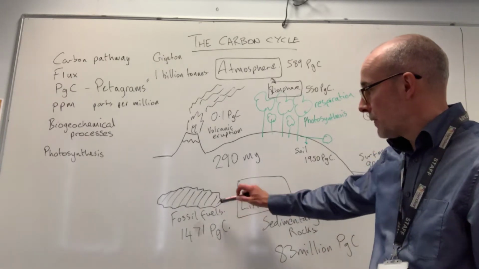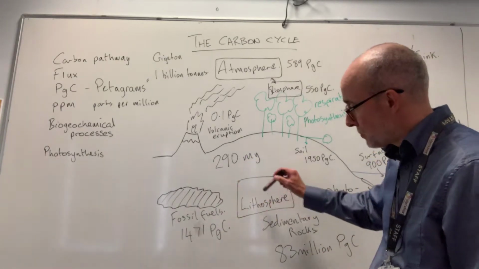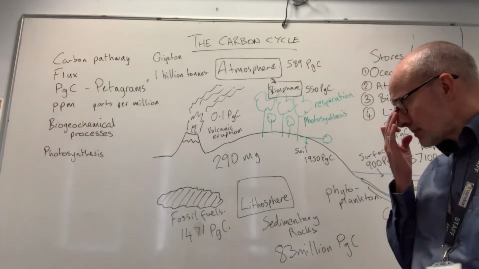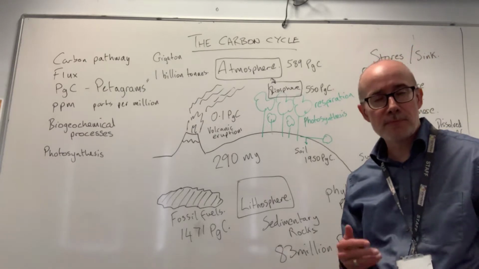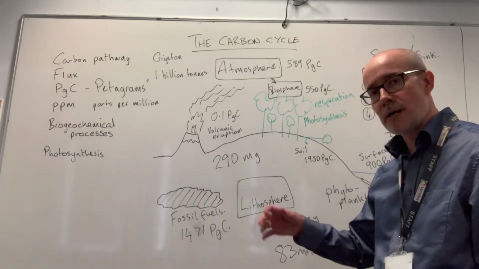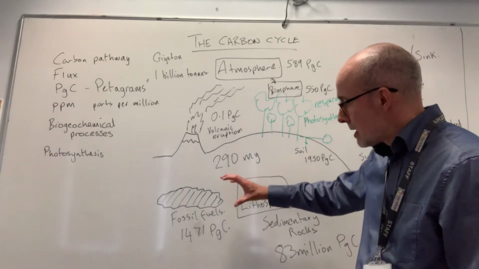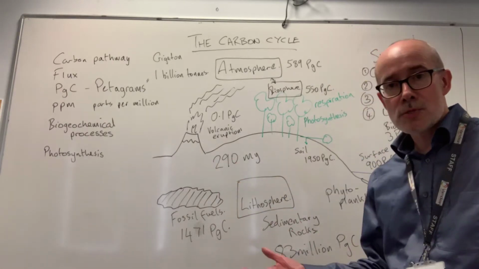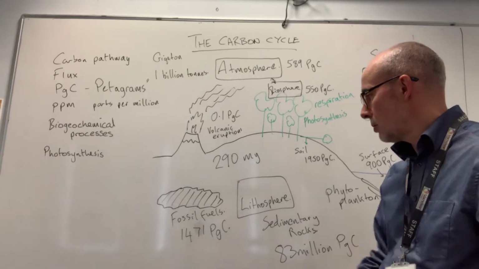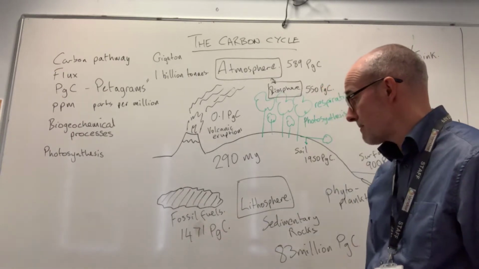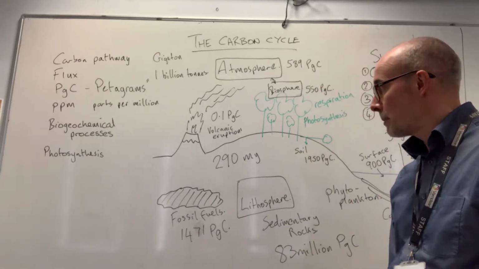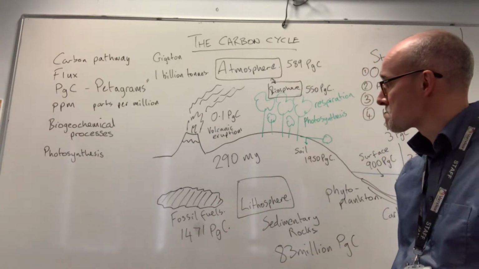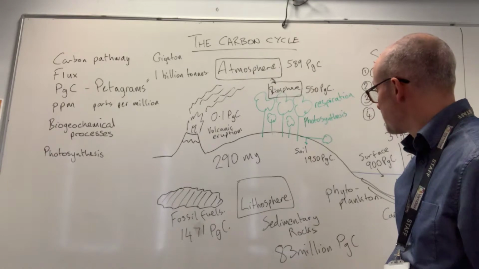We've also got carbon locked away as fossil fuels. Fossil fuels are part of the lithosphere. Fossil fuels have been formed from organisms that maybe died hundreds of millions of years ago, and over time have gradually formed into what we now use as oil, gas and coal. So 1,471 petagrams of carbon are locked up in the lithosphere by way of fossil fuels.